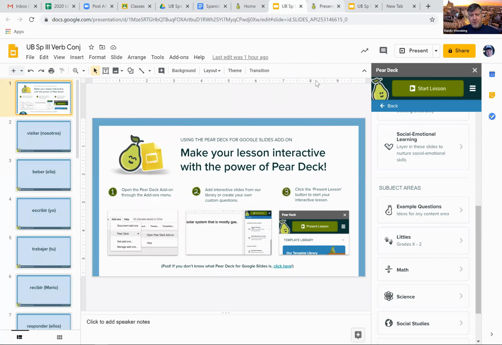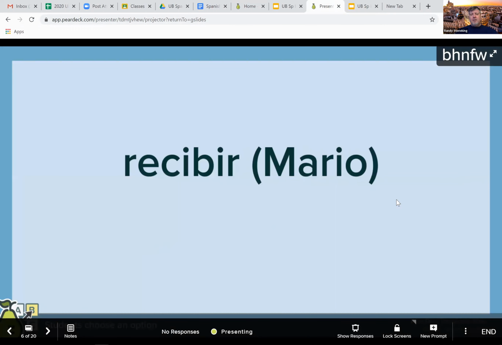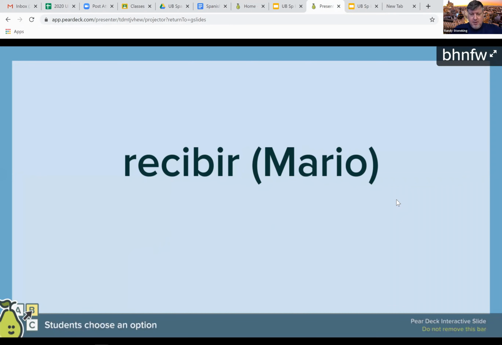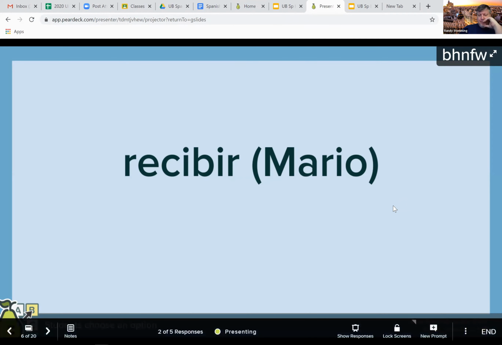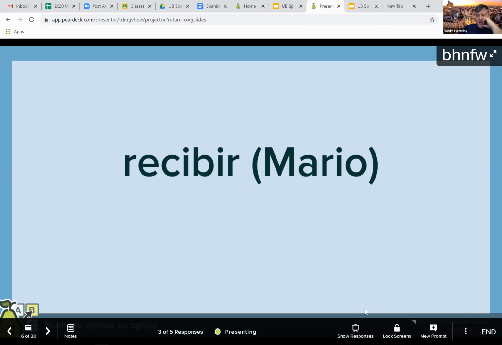Let's go back to my presentation. Here we go. Let's hide this. All right, I got a couple more of these to do. Recibir is the verb. Mario is the subject here. Now you have to think a minute about where Mario fits, because it's not on one of those things on our little graphic. But Mario is essentially a he or an él. So which ending do you think would go with that for recibir?